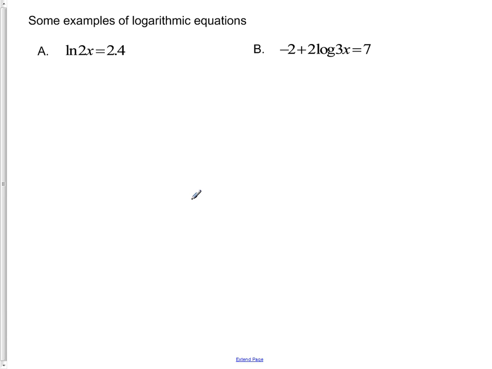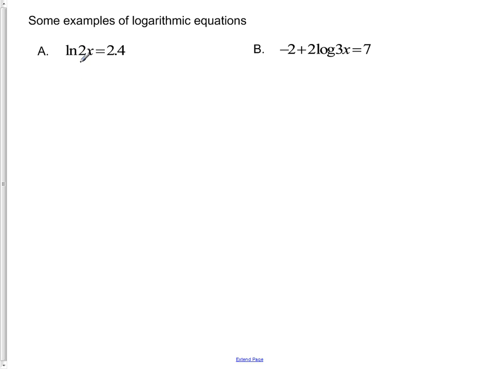Okay, so now let's try some logarithmic equations. Logarithmic equations are the type of equations that we can solve by using one of the inverse properties or perhaps the one-to-one property, depending on how the equation is written.